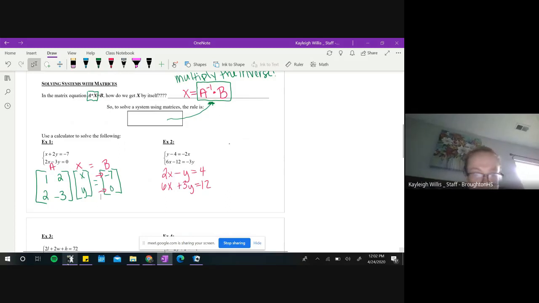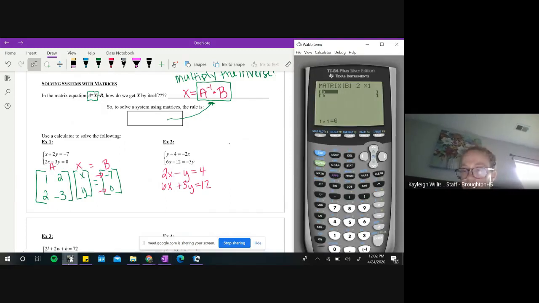All right. So in your calculator, had we put a 1 by 2, it should look like the picture. So they're stacked on top of each other, which is what we want. If we had done it the other way, they would be stacked next to each other.